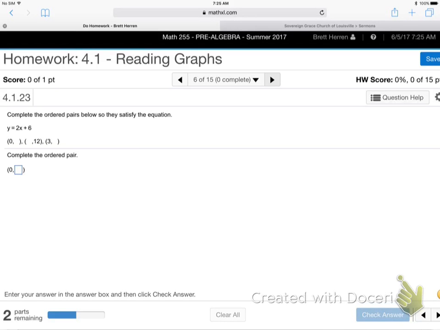Okay, so we have y equals 2x plus 6. And they're wanting us to complete the ordered pair. They're giving us 0, comma something over there. See what they're saying? Complete the ordered pair. Make it true. So how do I do that exactly?